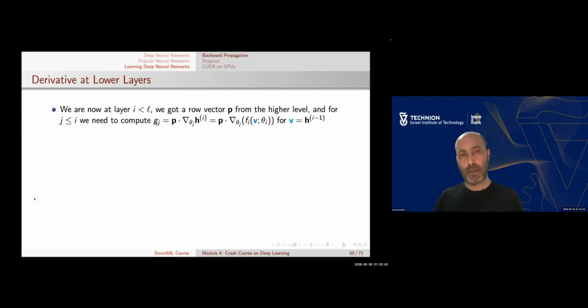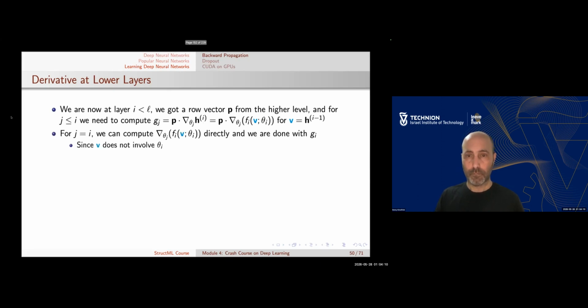So now we're at layer i, which is smaller than L. We got some row vector P from the higher level, and we need to compute, for all j smaller or equal than i, g_j, which is P times the derivative of theta_j on this layer, h_i. So for j, when j is i itself, what we have here again doesn't involve any other parameter. It's all fixed, v is fixed, and the only variable is theta_i, and we can simply compute the derivative.